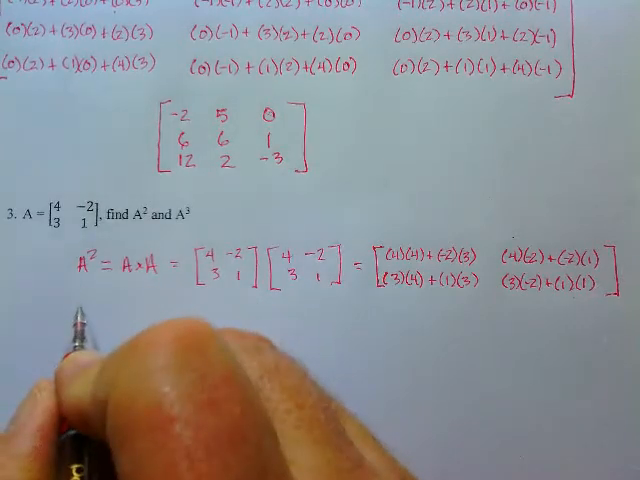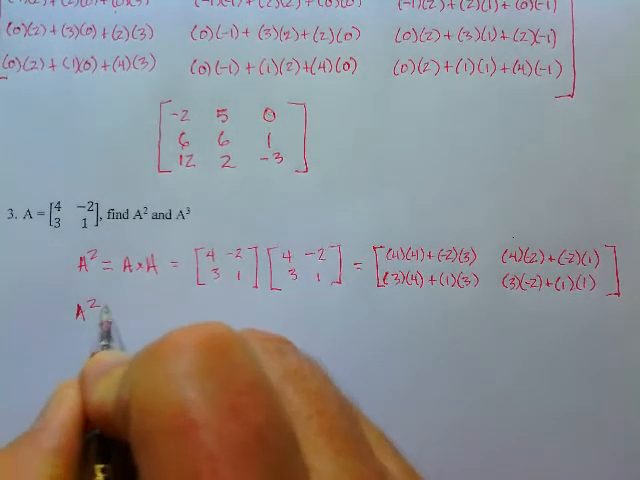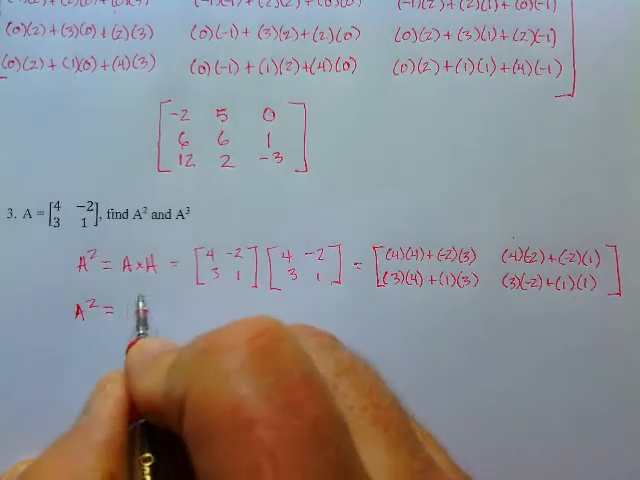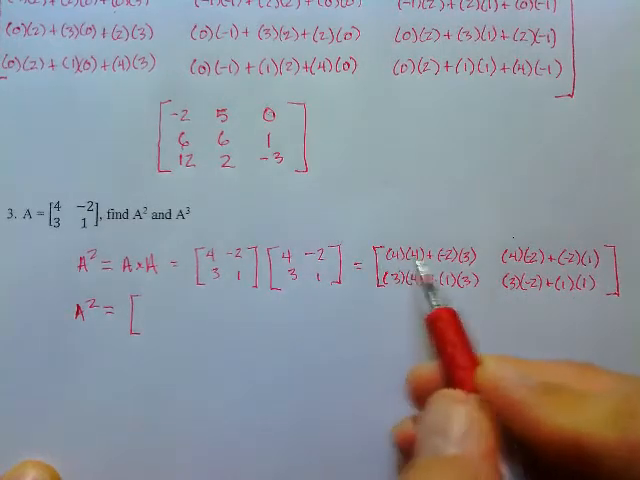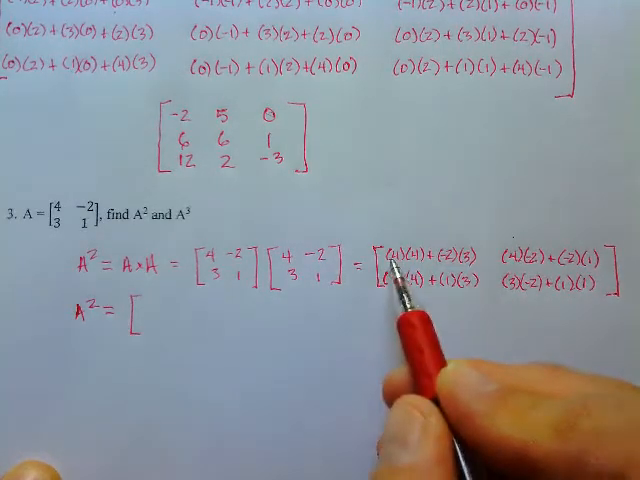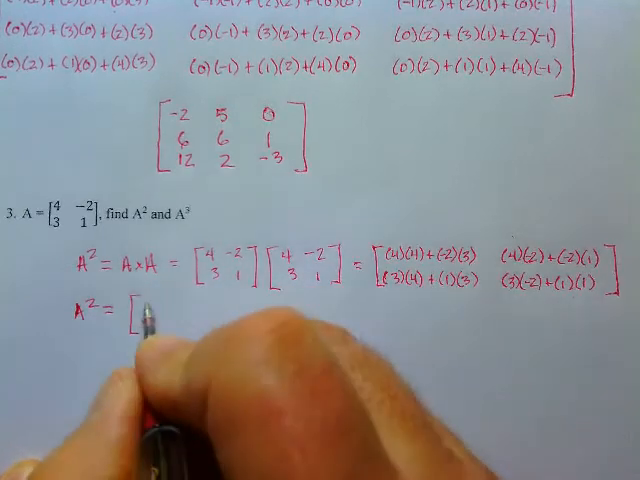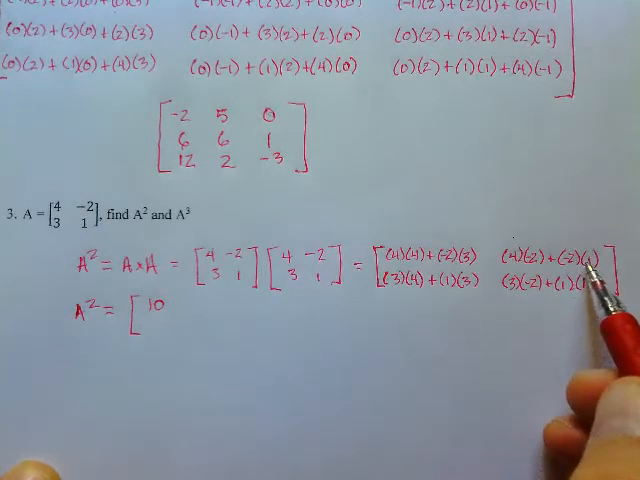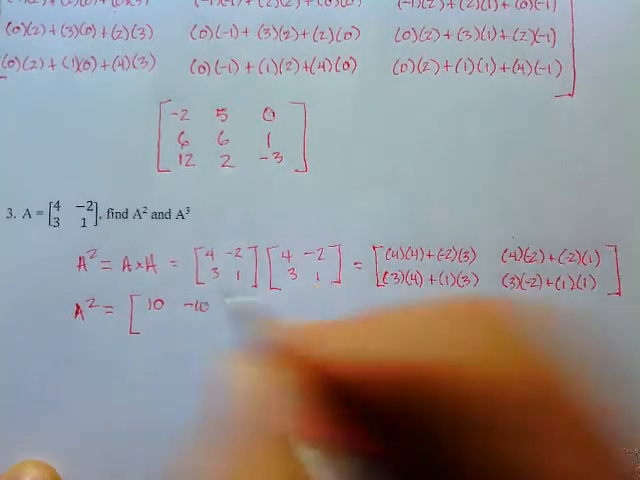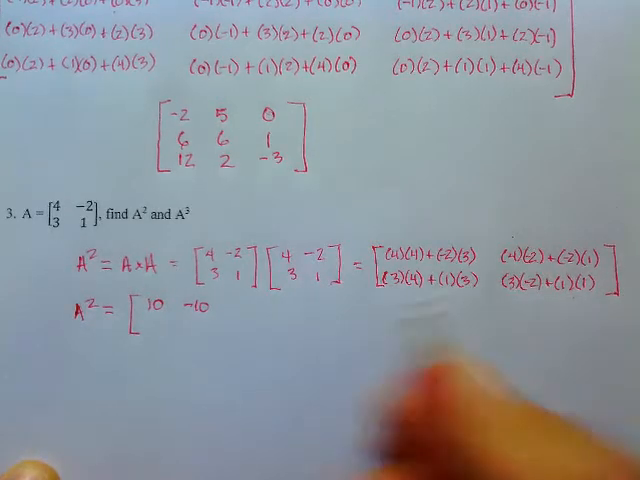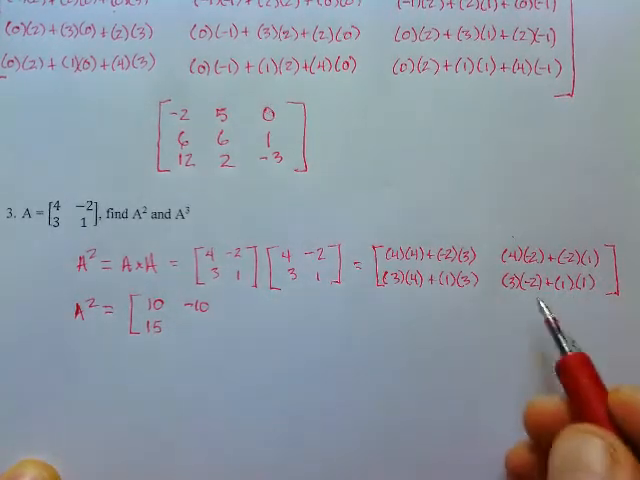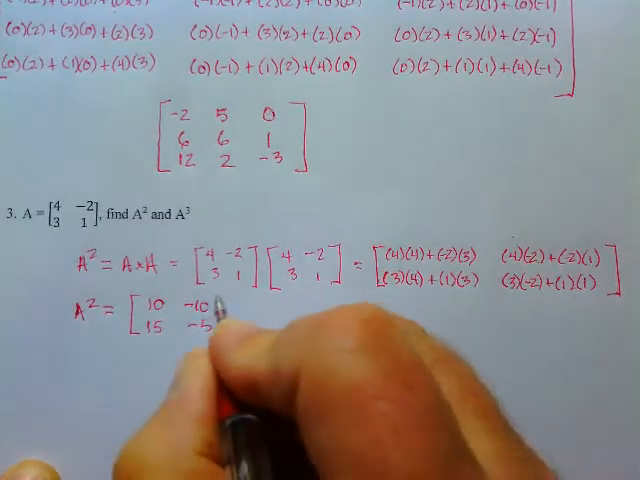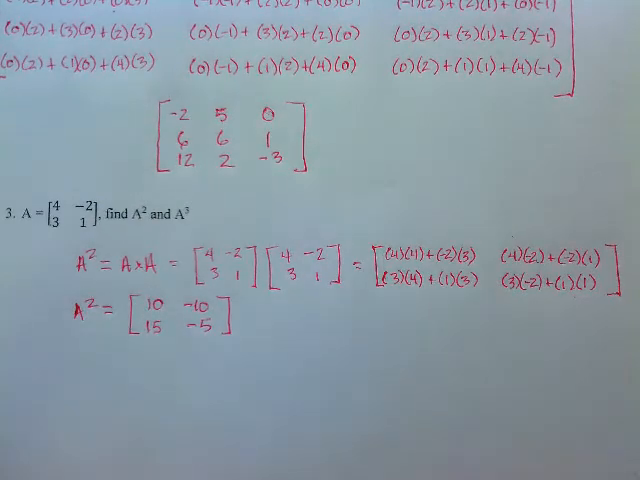So A squared is 16 minus 6, so that's 10. Negative 8, subtract 2 more, negative 10. 12 and 3, 15. And negative 6 and 1, negative 5. And so there is A squared.